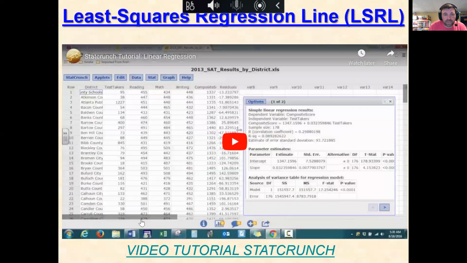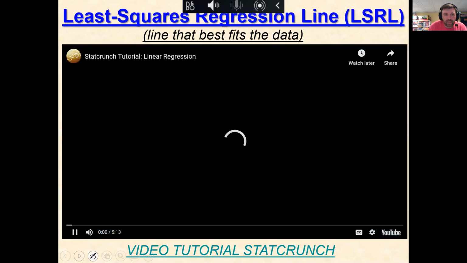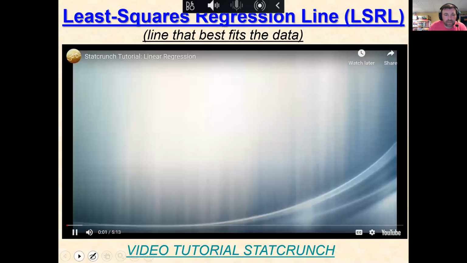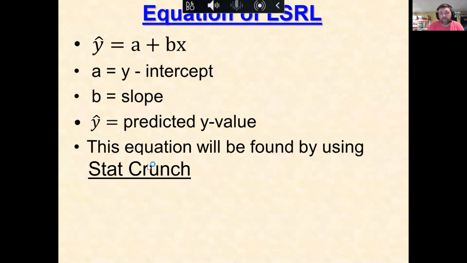This video is just a video tutorial of how to do the same stuff on StatCrunch. I made a separate video that I talked over as I was doing it myself. It might be a little bit easier to follow than this one, but this one was in the PowerPoint, so I just figured I'd leave it. Line of best fit, we'll get into that. We're not going to watch this video here. If you'd like, you can watch that on your own.